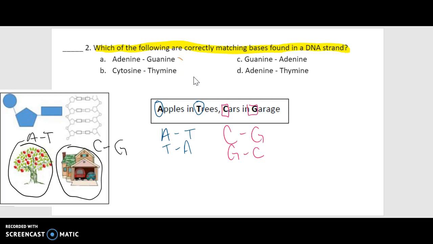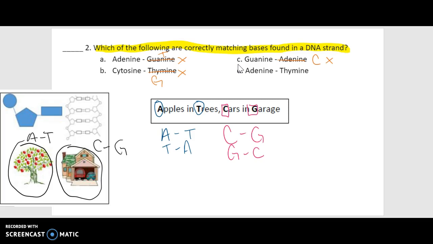So A and G do not go together. Remember, A pairs with T, or adenine and guanine. B says cytosine and thymine. Remember, cytosine pairs with G or guanine. C, guanine and adenine. Well, G and C always pair up.